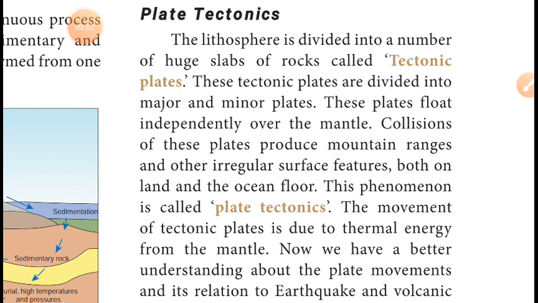Collision of these plates produces mountain ranges and other irregular surface features, both on land and the ocean floor. Collision means hitting each other. After collision, they produce mountain ranges and other irregular surfaces. Due to the friction of collision, some other landforms are also produced, like mountain ranges, plains, plateaus, on land and also on the ocean floor. That process happens on land.